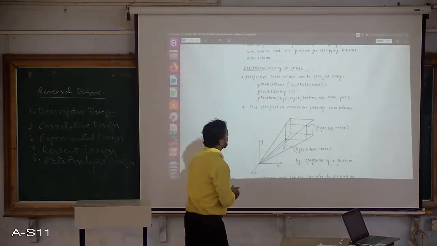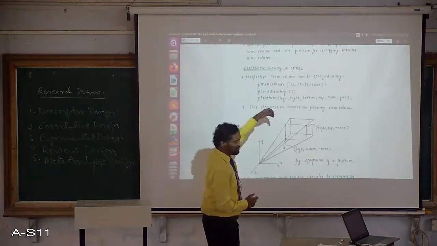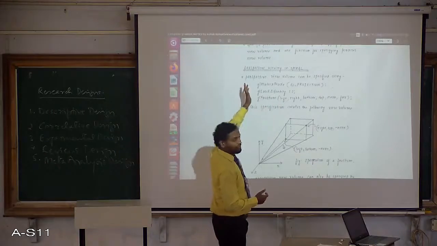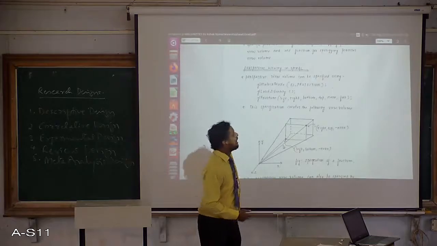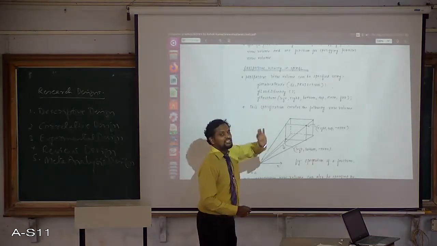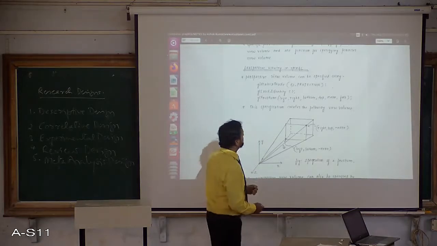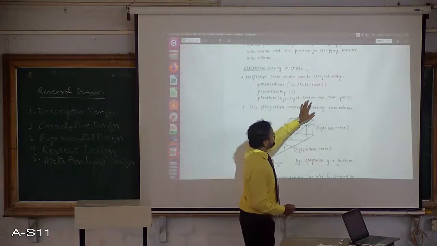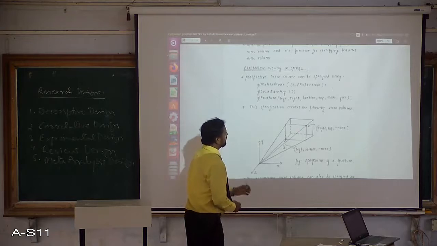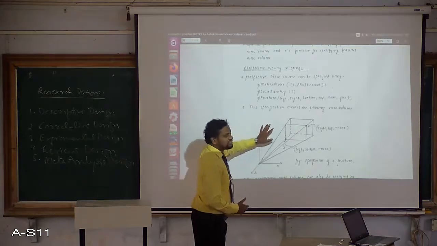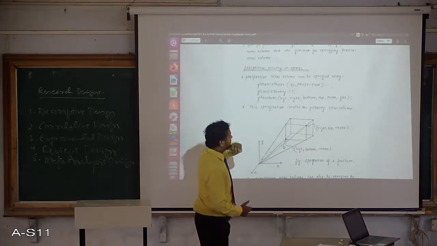Next, I'm going to use the function called glFrustum, as you saw in the figure on the earlier slide. To set that kind of perspective view, I must use glFrustum, and it has certain parameters: left, right, bottom, top, near, and far. This line of code is going to create this kind of structure.